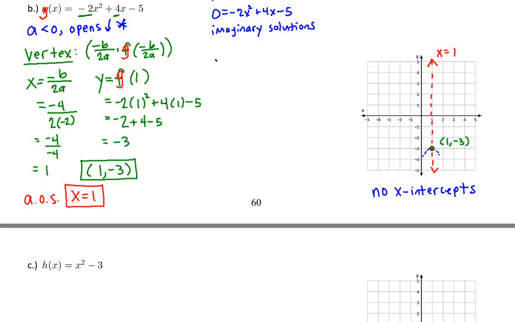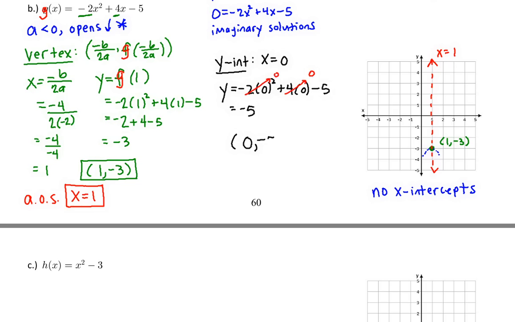We are going to have a y-intercept because every parabola has exactly one y-intercept, and we'll find it by setting x to 0. So we have -2 times 0 squared plus 4 times 0 minus 5. Notice both of those two terms are 0, so it looks like our y-coordinate is -5. So officially, as an ordered pair, we have x equals 0, y equals -5. So we'll put that on our graph.